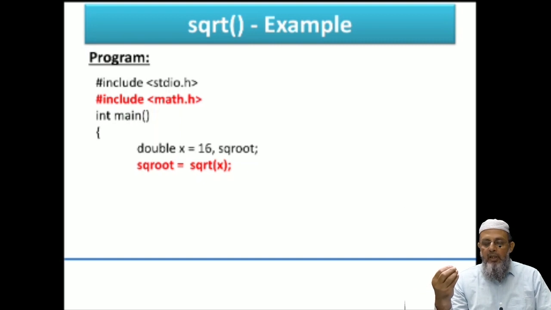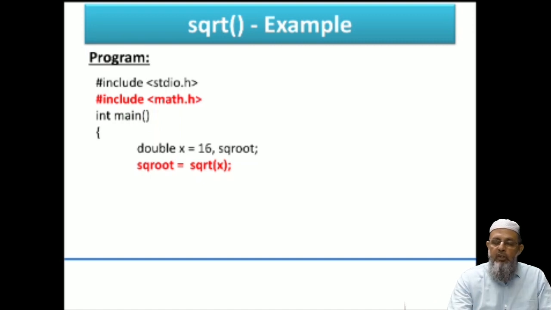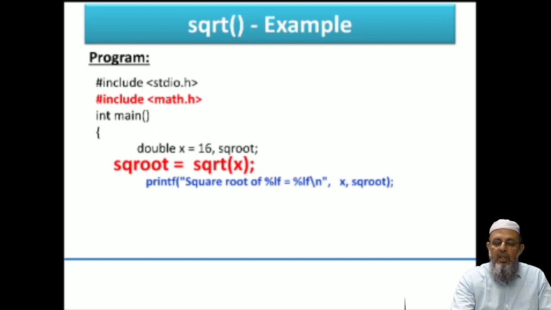So x is passed to the sqrt function, it will process that, go to the math.h header file, and whatever steps have to be executed for finding the square root of x will be done. And after the function returns the value, that will be assigned and stored in the sqroot variable. Now we are going to print that value.